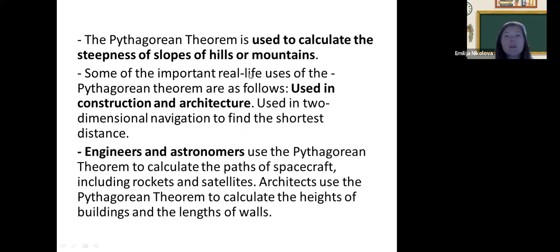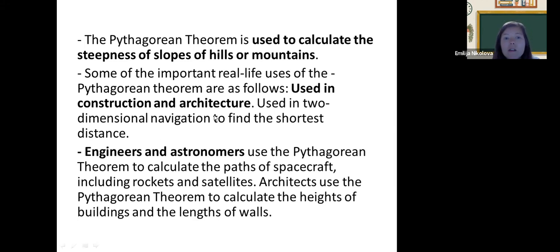Let me go to the next one. This is the use of the Pythagorean theorem, and why it's so important. It is used in calculating the steepness of the slopes of hills and mountains. Engineers usually use it, for example, when they're making roads in each country, to calculate the steepness of the slopes. When you're riding on the road, they say the steepness of this route is 10 degrees or 5 degrees, so you know how steep every slope is.